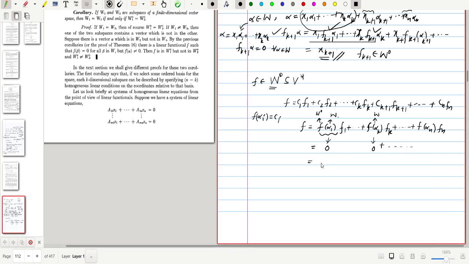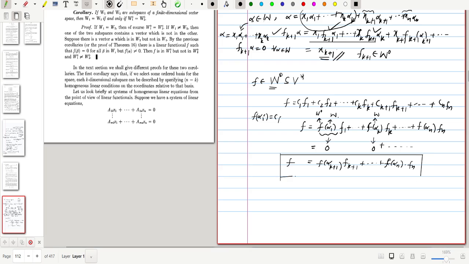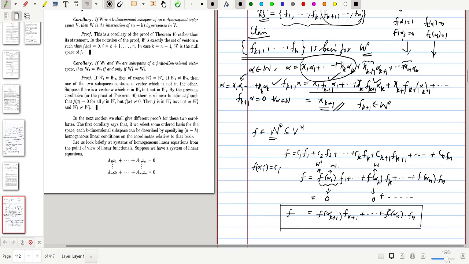Then f of alpha k plus 1: this alpha k plus 1 is not an element of W, so we cannot assume that this is equal to 0. So we write the remaining terms: f of alpha k plus 1 times f_{k+1} plus etc. plus f of alpha n times fn. So this is our f. That means any f belonging to W naught can be expressed as a linear combination of f_{k+1}, f_{k+2}, etc., fn. This shows that the set f_{k+1}, etc., fn is a basis for W naught.